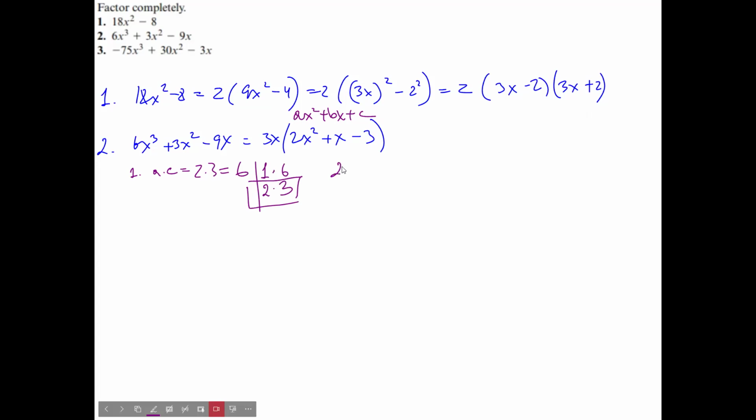Therefore, I continue separately. 2x squared I keep. Now instead of x, using 3 and 2, how can I get it? It's plus 3x minus 2x, yes? Guys, is it? So minus 3.